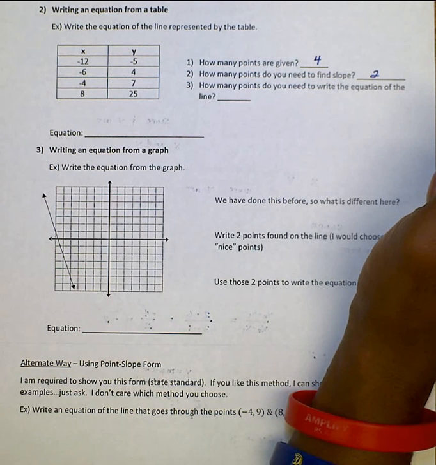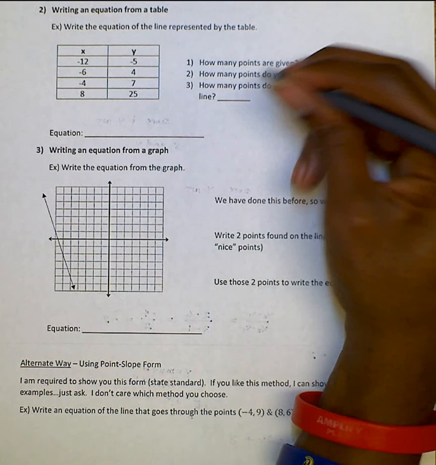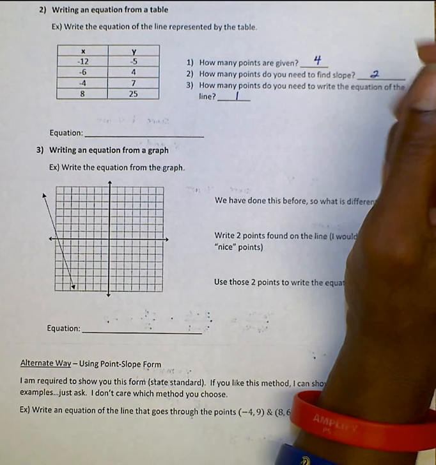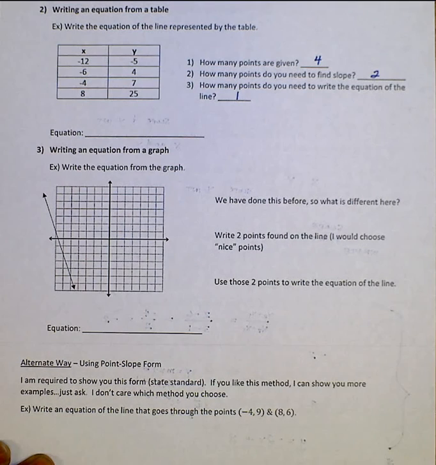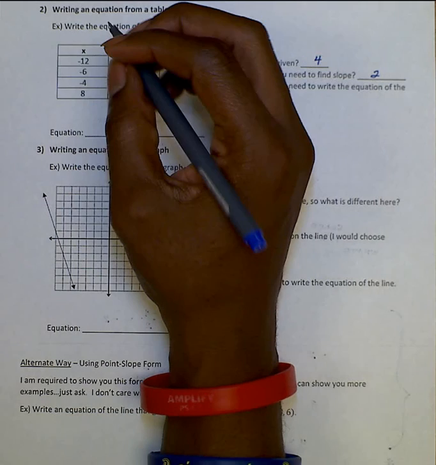slope. And we only need 1 point after that in order to plug into the equation. So we have way more information than we need. It's just about us picking the information that we need and then using it. So here, I'm going to just choose two numbers.